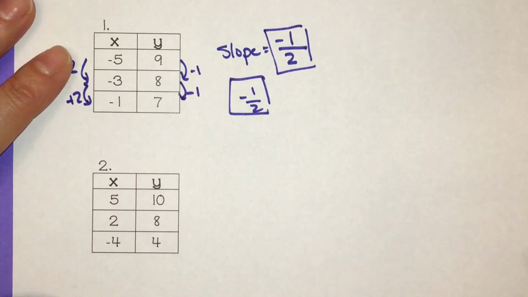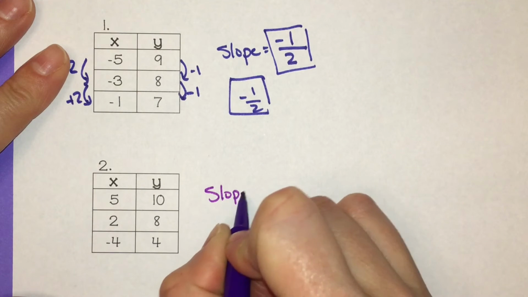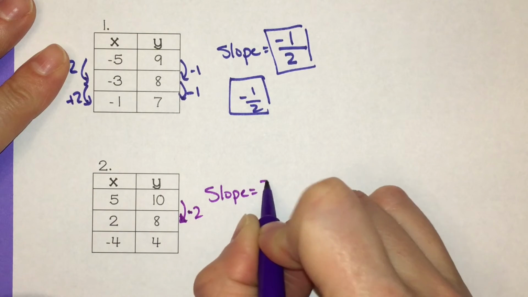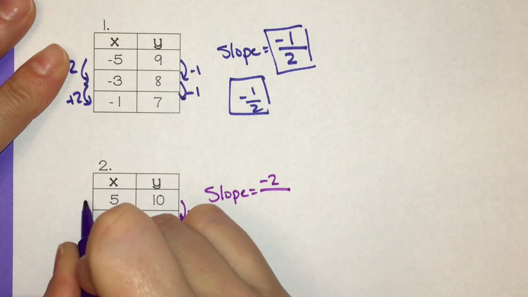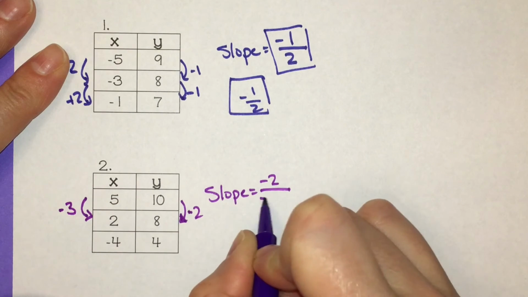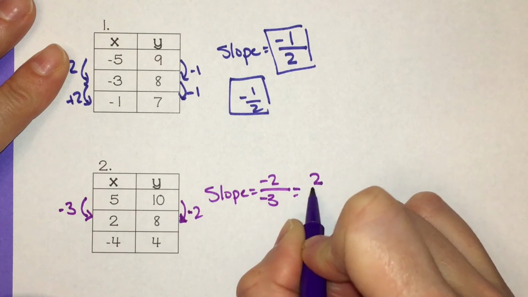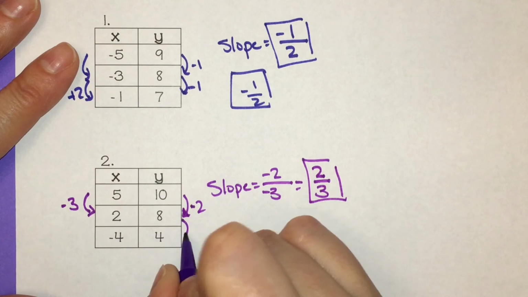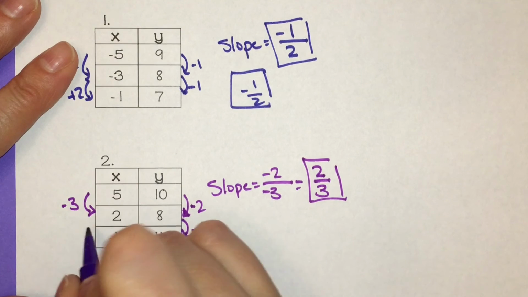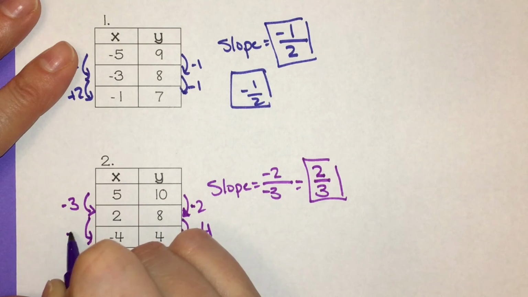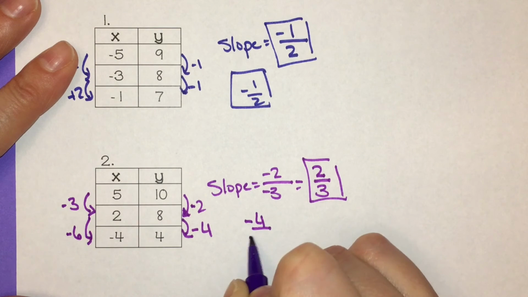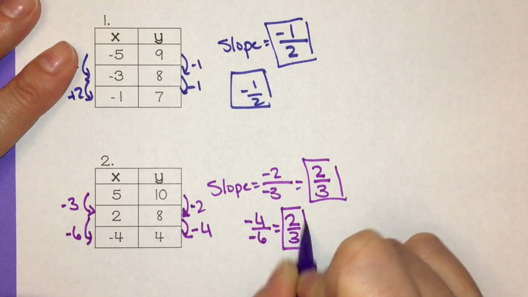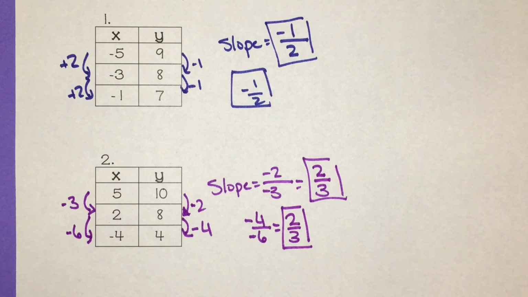And number 2, slope. To go from 8 to 10, you're going to subtract 2. To go from 5 to 2, you're going to subtract 3. -2 over -3 is positive 2 over positive 3. And just to double check, to go from 8 to 4, you're going to subtract 4. To go from 2 to -4, you subtract 6. So you have -4 over -6, which does also reduce to 2/3. So you know your slope is 2/3. Hopefully you're able to find the slope of the tables.